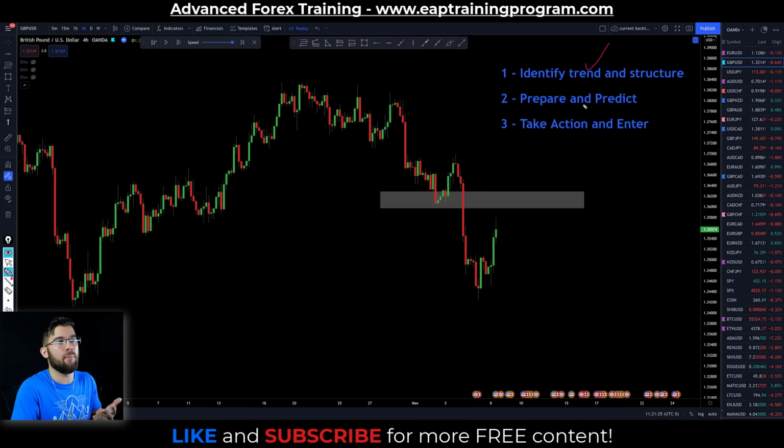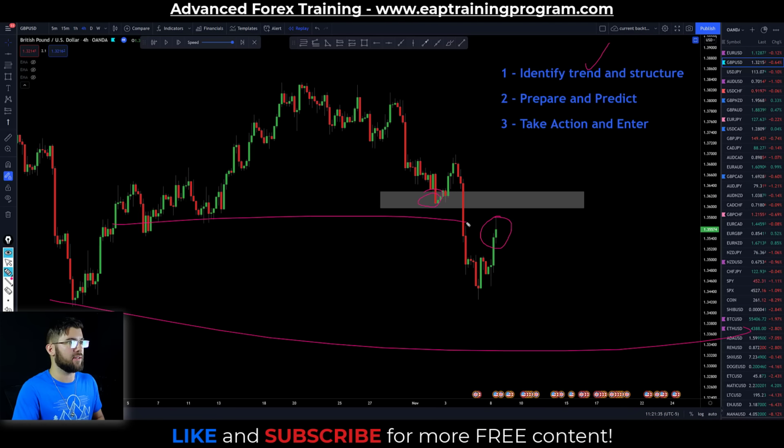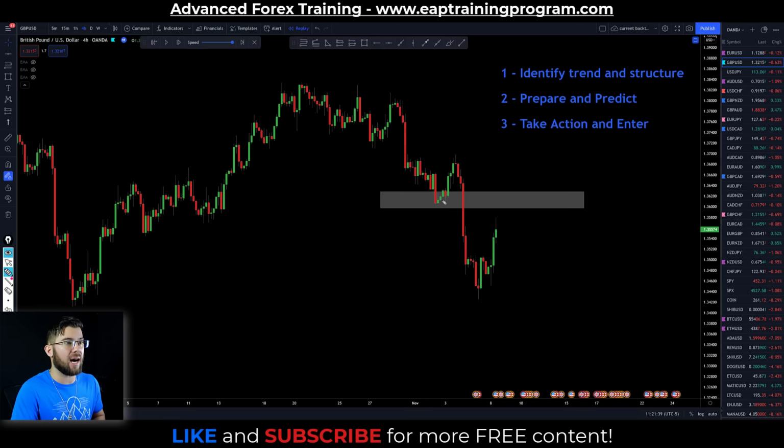I just pointed it out, but this should be the obvious low that was just broken. That's the structure level, if price is right here, that we want to pay attention to. We don't want a line in every single place on the map. You know what I mean? We want to pay attention to the obvious level, which is the latest level of support that was broken. So now we have identified the trend.